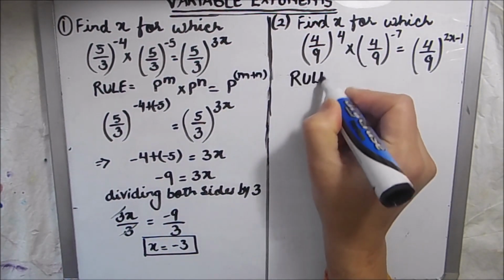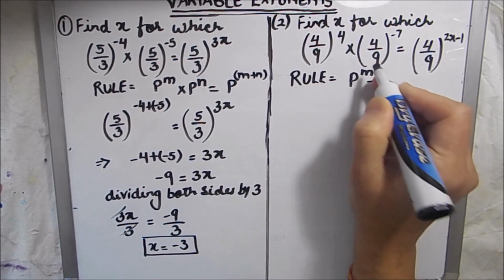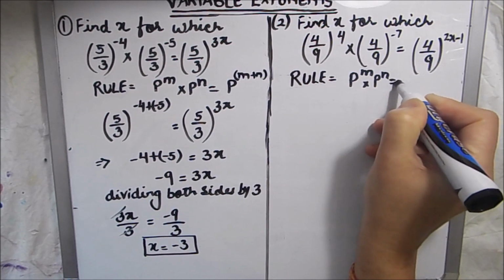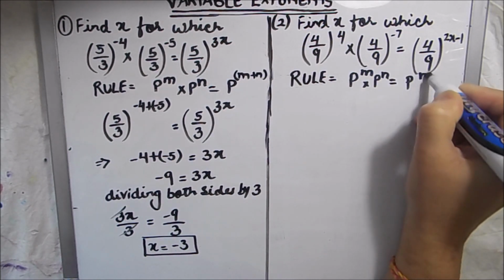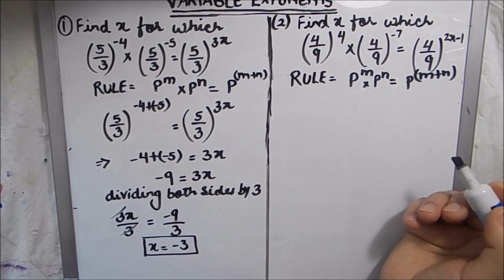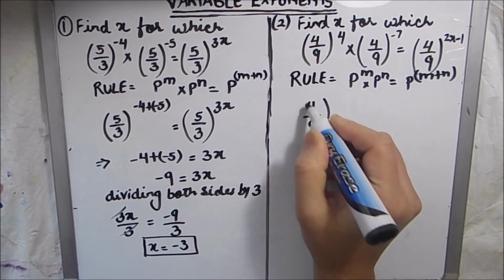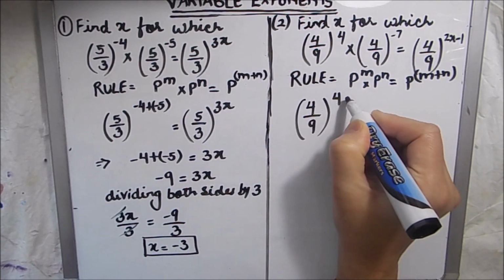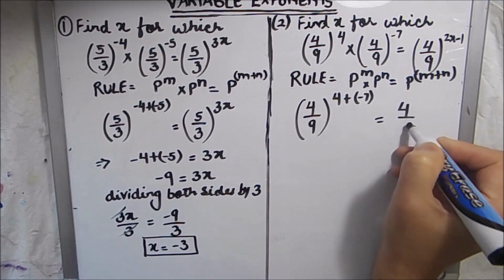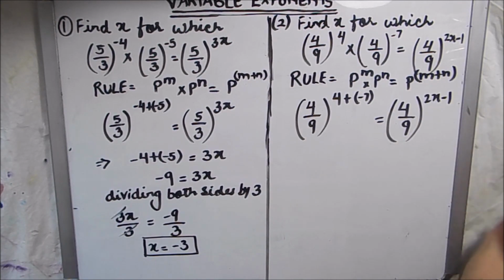Here too we are going to use the same rule, p to the power m times p to the power n is equal to p to the power m plus n. Now by that rule this will become a single base and the powers will get added. So 4 plus minus 7 is equal to 4/9 to the power 2x minus 1.